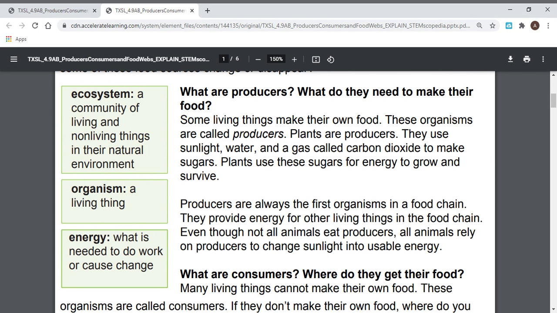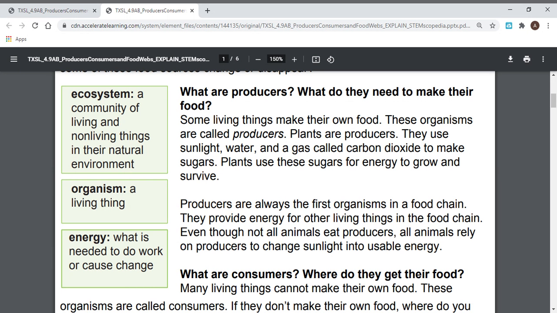What are producers? What do they need to make their food? Some living things make their own food. These organisms are called producers. Plants are producers. They use sunlight, water, and a gas called carbon dioxide to make sugars. Plants use these sugars for energy to grow and survive. Producers are always the first organism in a food chain. They provide energy for other living things in the food chain. Even though not all animals eat producers, all animals rely on producers to change sunlight into usable energy.